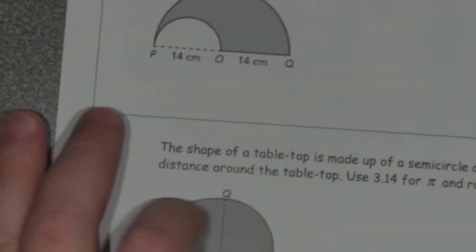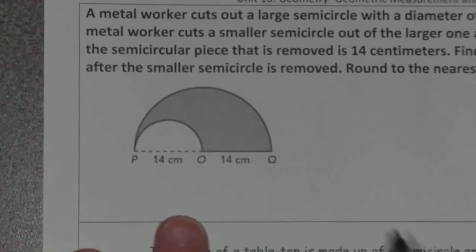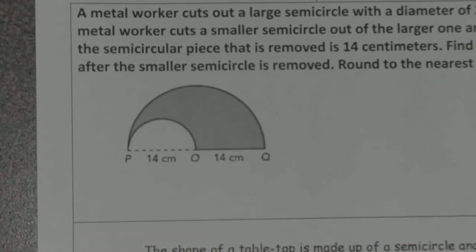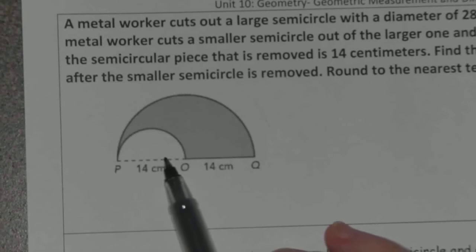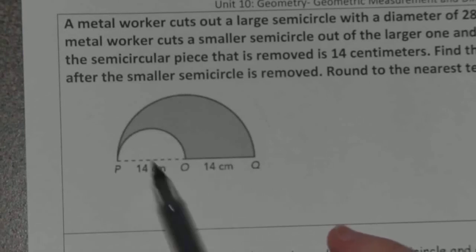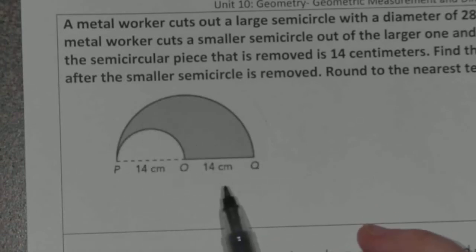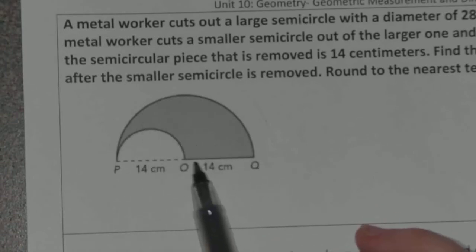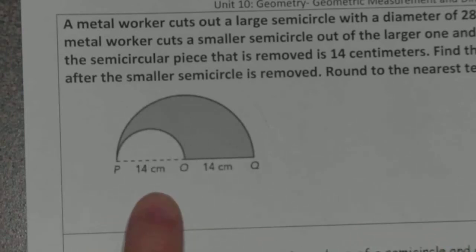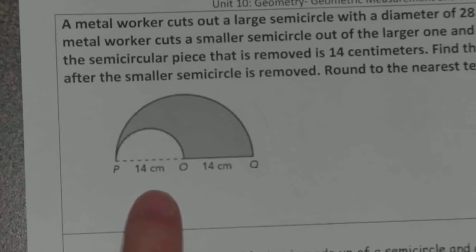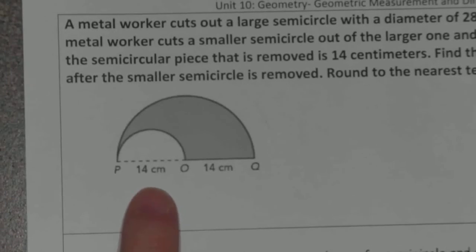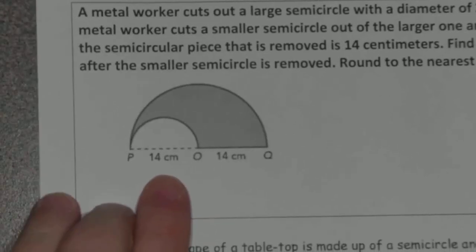All right, we got 2 last problems on the back. Story problems. I'm just going to kind of stay focused on the shape here and read the problem. It says a metal worker cuts out a large semicircle with a diameter of 28 centimeters. Then the metal worker cuts out a smaller semicircle out of the larger one and removes it. The diameter of the semicircle piece that is removed is 14 centimeters. Find the distance around the shape after the smaller semicircle is removed. Round to the nearest tenth.